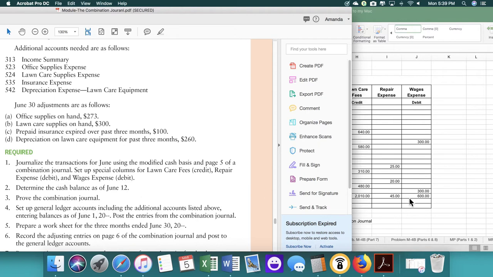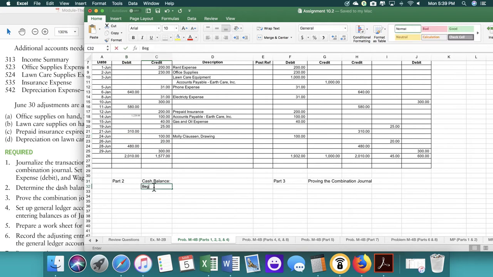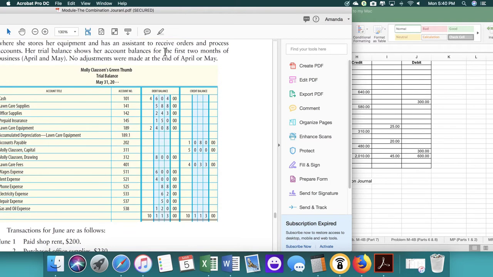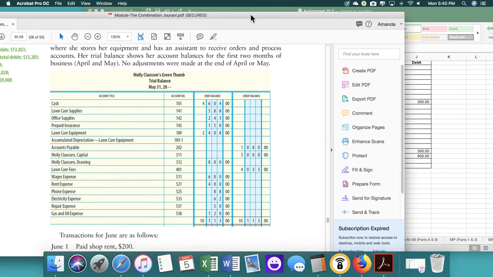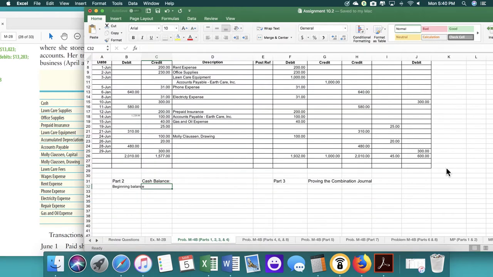Part 3 is now we have to prove that our balance is the same. And so this time we're going to do it a little differently. Cash balance, so we have our beginning balance. Let me move that over to a different row. And that we're going to get from the top of the problem. Our cash balance at the beginning was $4,604.